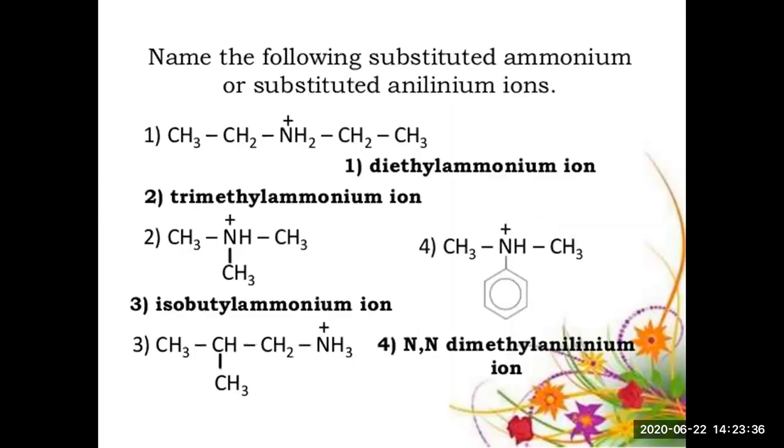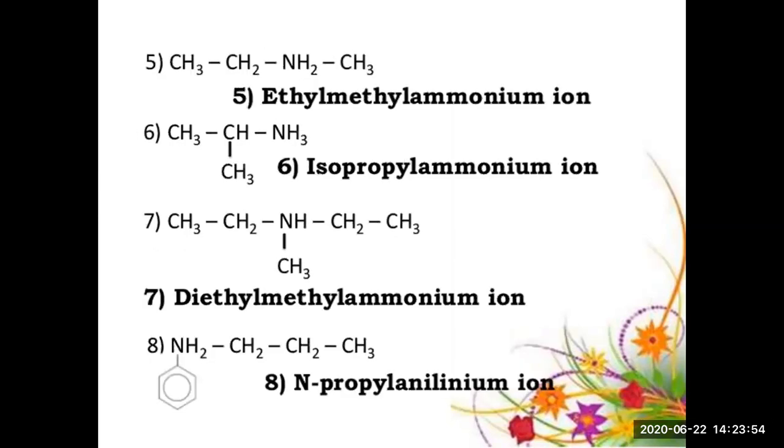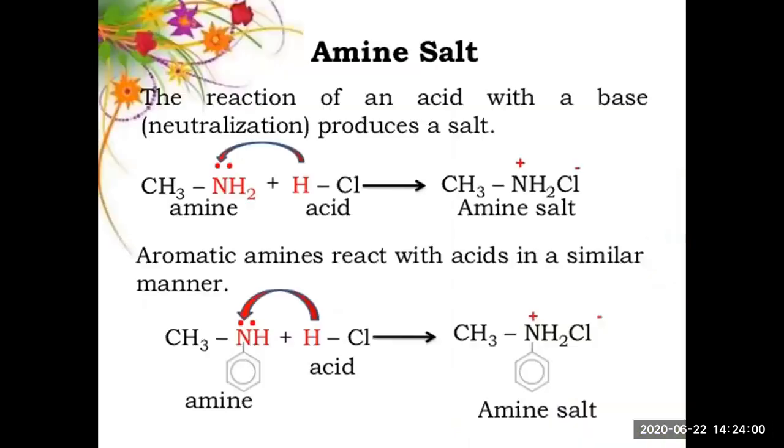Name the following substituted ammonium ions. The names of the following substituted amines are substituted ammoniums, so diethylammonium ion, trimethylammonium. It is the same thing: ium is added at the end of the names. Once again, these are examples which are also written in your books, and these may be different from that.